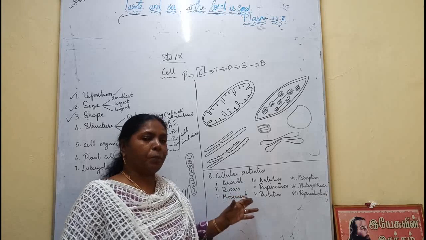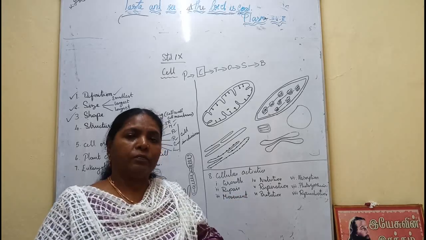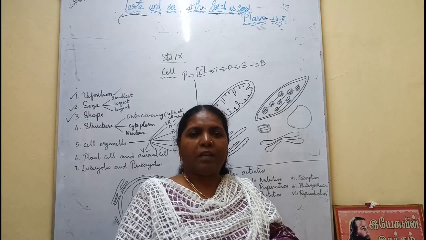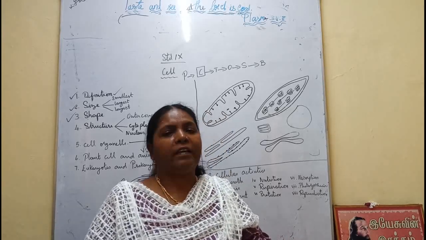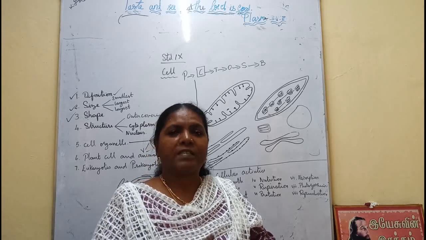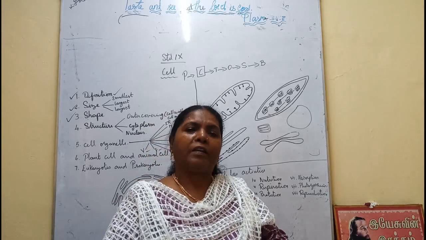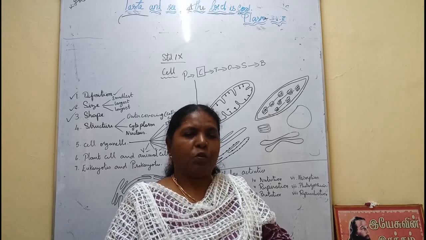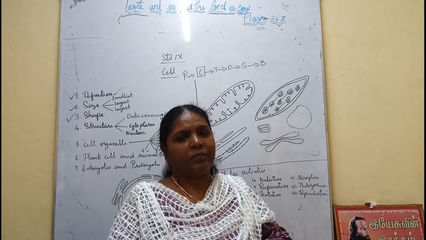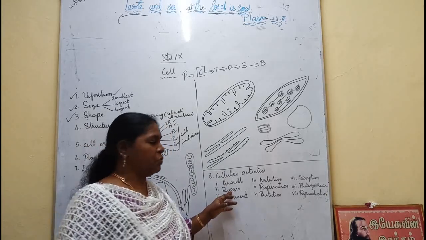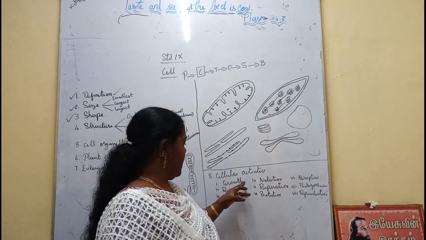The next is repair. If you get a cut, it will soon heal, whether we treat it or not. How is it healing? By cell division, new cells are formed, closing the cut open wound. So it gets healed. So for the repair of all tissues, we need the cell.